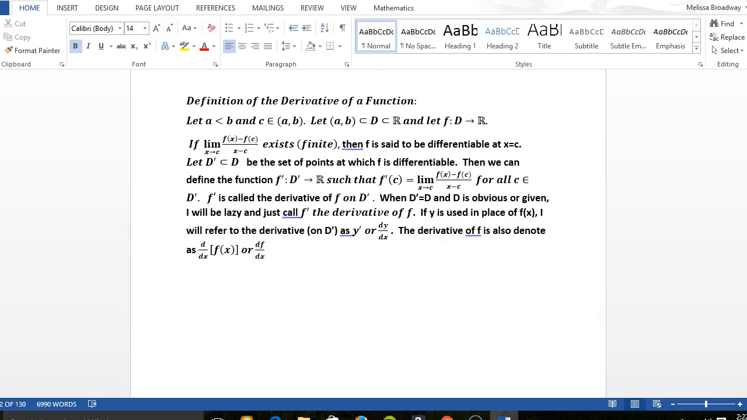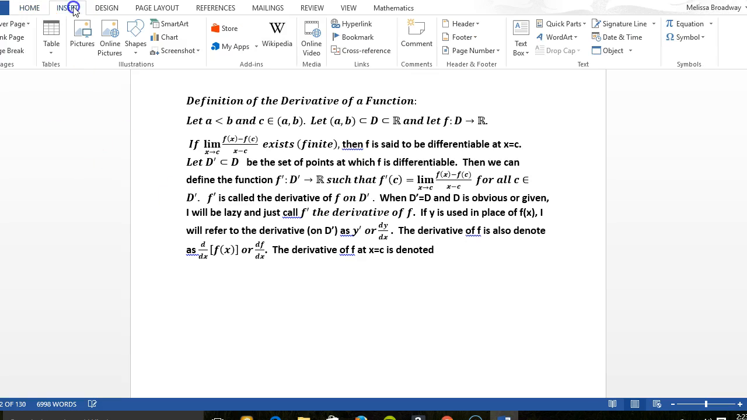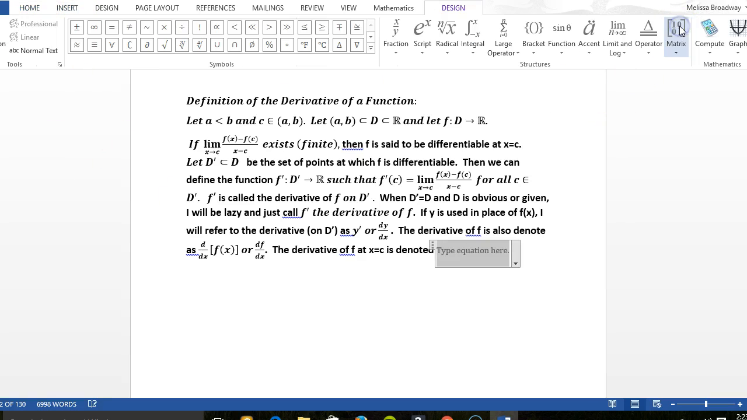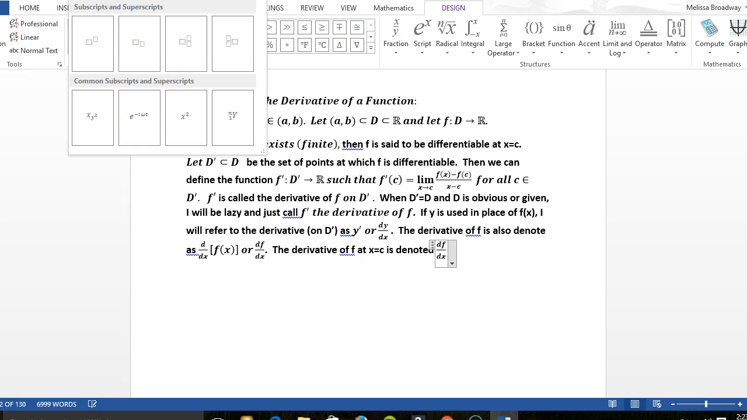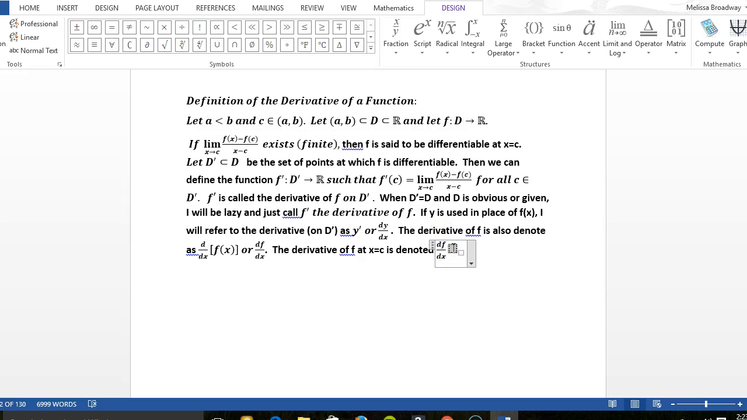But now you're like, well, Jason, what about at a specific point c? The derivative of course, f prime of c, we already know that. The derivative of f at x equals c is denoted, well, let me insert this stuff. Sorry for the pauses, but let me go ahead and get this. I want to get this done. df by dx, and then at x equals c. So what we want to do is draw a vertical slash, and I'll need a subscript. So vertical slash here, and then x equals c here.